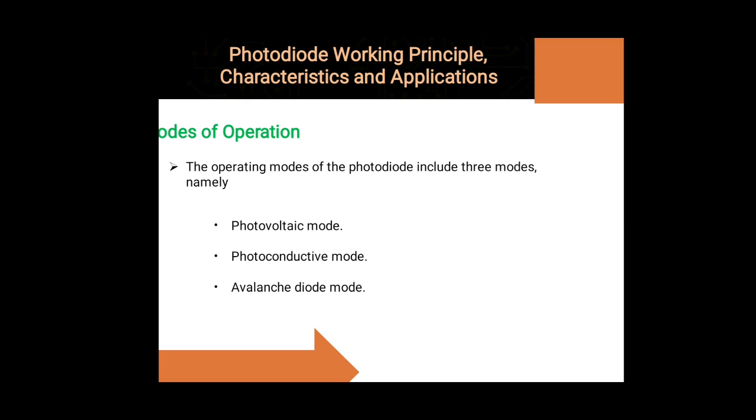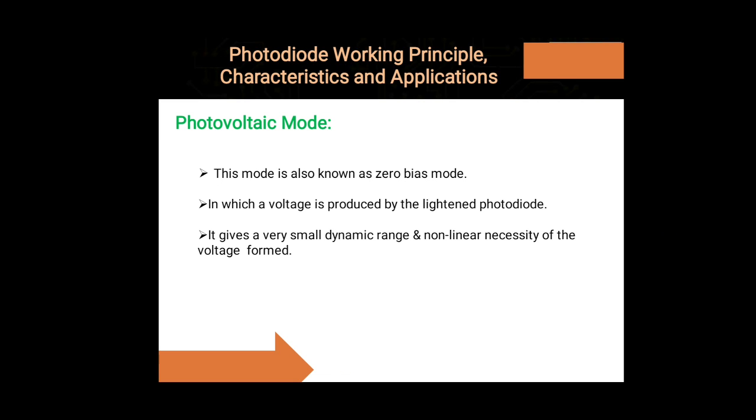So there are different modes of operation in the photodiode. One is the photovoltaic mode, the second one is the photoconductive mode, and the third one is the avalanche diode mode. Let us see one by one. What is photovoltaic mode? This mode is also known as the zero bias mode. Zero bias means no external voltage is applied.